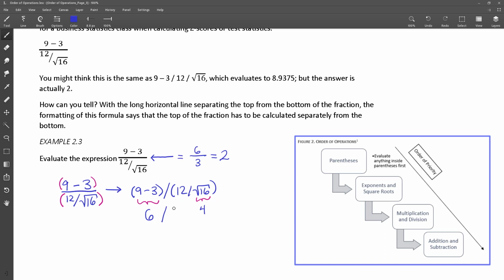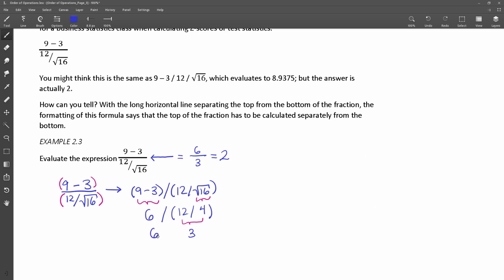So filling in the rest of what we had in the original expression, above we have open parentheses 12 divided by 4, close parentheses. What do we do next? Well, we have to continue inside of our parentheses because the parentheses, of course, is highest in operational priority. So 12 divided by 4 is 3. So now we're left with 6 divided by 3, and 6 divided by 3 equals 2.